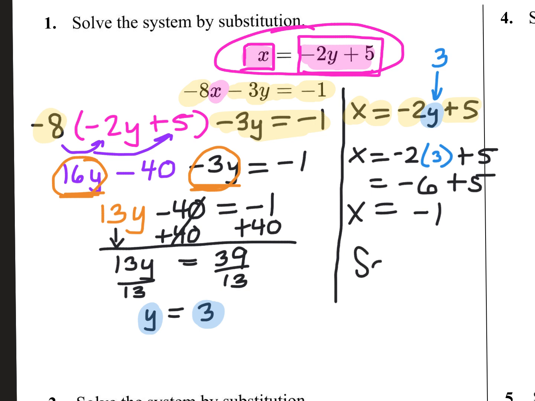And then finally, for my solution, remember that you do your x-coordinate first and your y-coordinate second. I see this mistake a lot. I'm going to write this in red because it's wrong, where kids do this because they solved for y first, so they think that that's the number that should go first. But remember, when we're doing ordered pairs, the x needs to go first. So this is going to be negative 1, 3 for our solution.